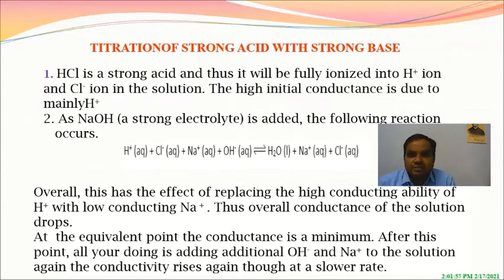Here I have taken HCl versus sodium hydroxide. HCl is a strong acid and thus it will be fully ionized into H+ ions and Cl- ions in the solution. The high initial conductance is due mainly to H+ ions. As sodium hydroxide, a strong electrolyte, is added, the following reaction occurs: H+ Cl- + Na+ OH- gives water + Na+ Cl-. Overall, this has the effect of replacing the high conducting H+ with low conducting Na+ ions. Thus, the overall conductance of the solution drops.